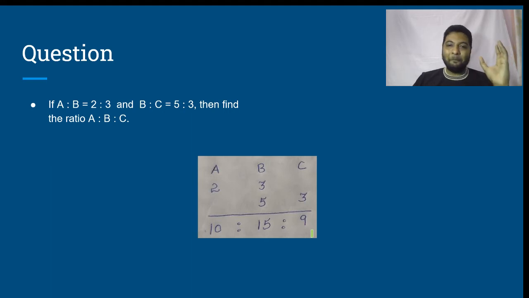Is that clear? Otherwise, we will have to consider, okay, let us say A is equal to 2x, B is equal to 3x. In the other case, let us say B is equal to 5y, C is equal to 3y. Then express x in terms of y and then do all the calculations. You will end up with the same answer of 10 is to 15 is to 9. But a simple conceptual understanding will make our life simple. Avoid variables, avoid fractions. Clear? Next.